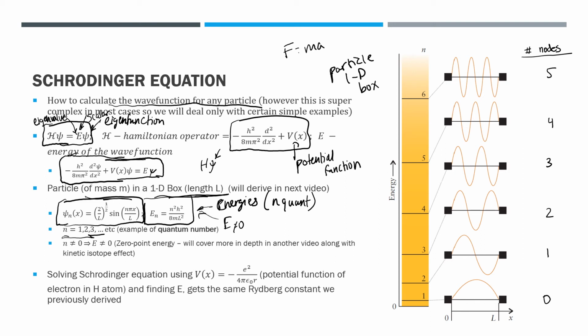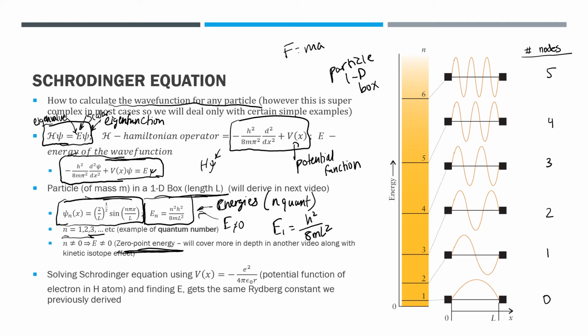The lowest energy we can get is when n equals 1. So the lowest energy we get is h squared over 8ml squared. But basically, the lowest energy we can ever get is not equal to 0. And this is a really important point. This is called the 0-point energy. And we're going to cover this more in depth in a future video.